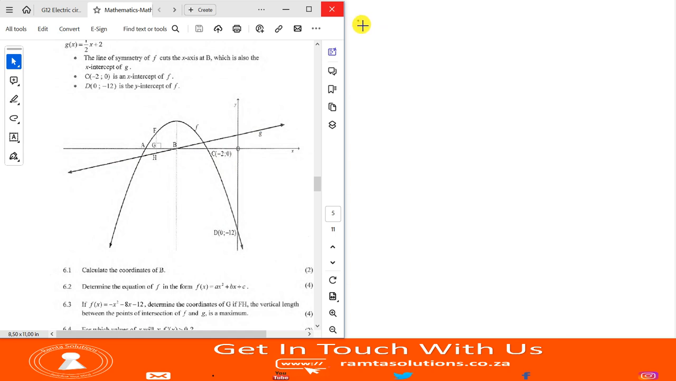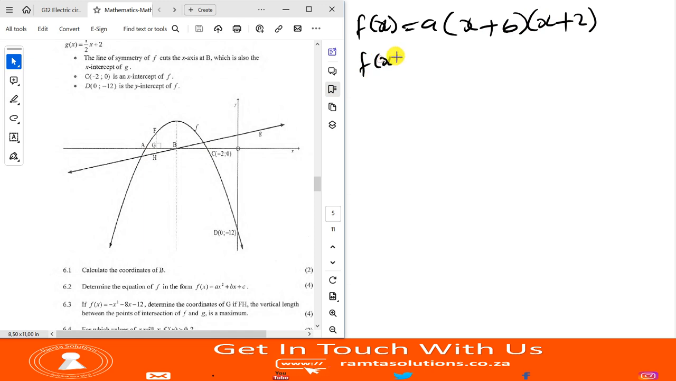Okay, so we will say f of x equals a into x. The x values here are -6, and here it's -2. So it will be x plus 6 and x plus 2. Okay, so f of x, with further simplification, this becomes x squared plus 8x plus 12.